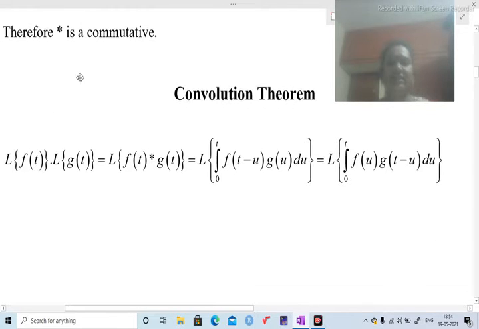This is the convolution theorem. Observe, L of f(t) into L of g(t) equal to L of f(t) star g(t). So, this is called the convolution theorem.